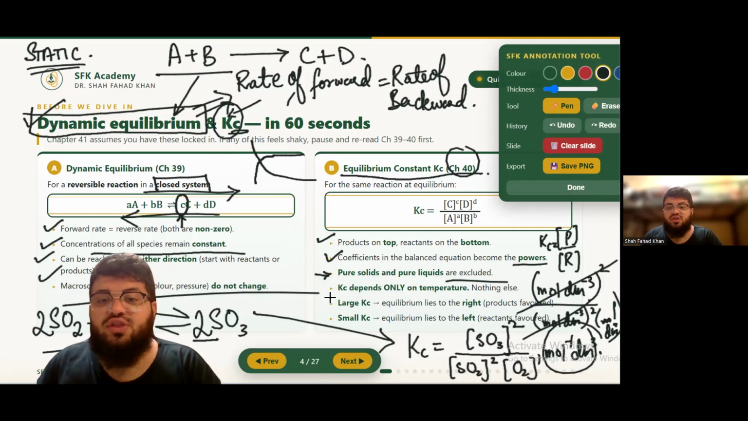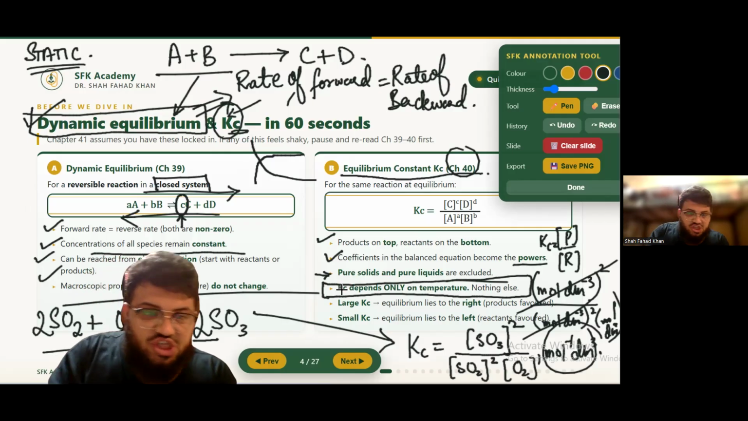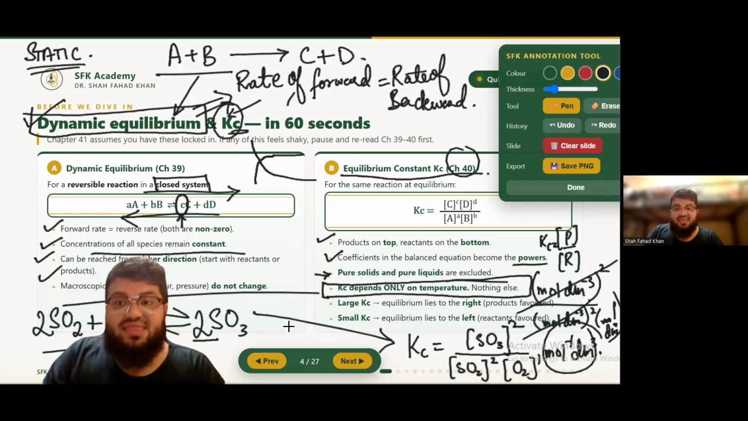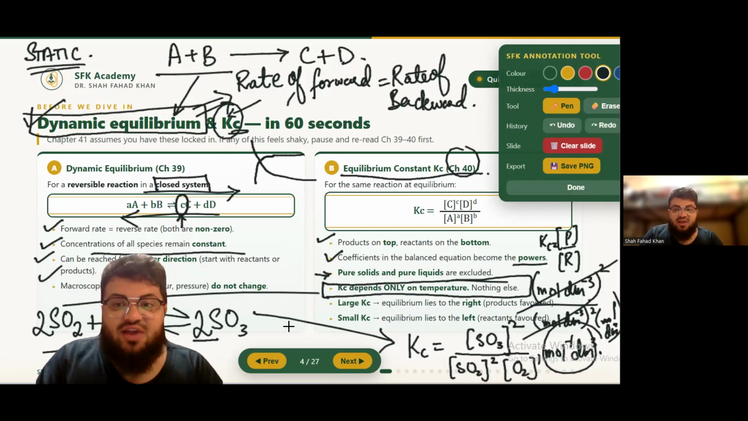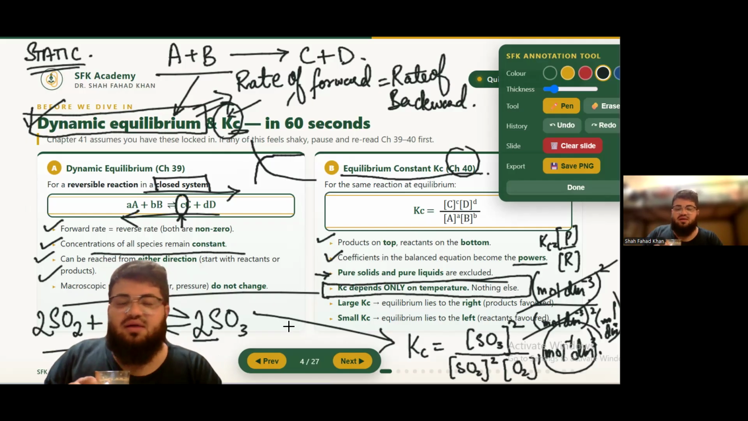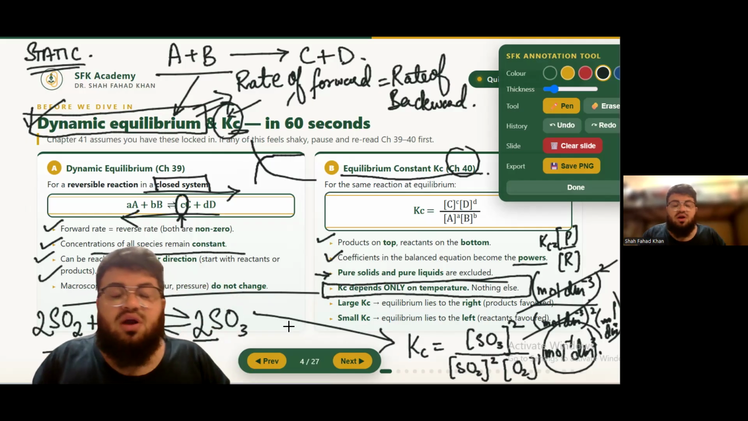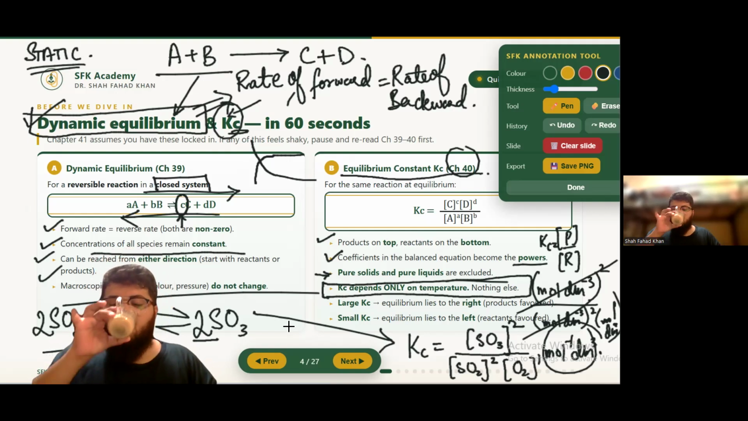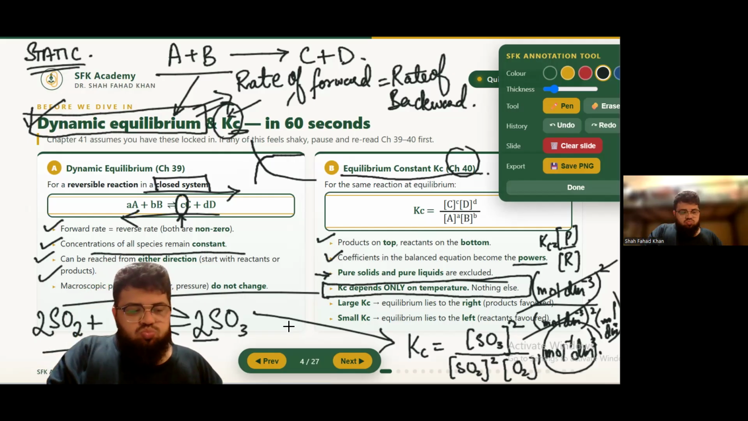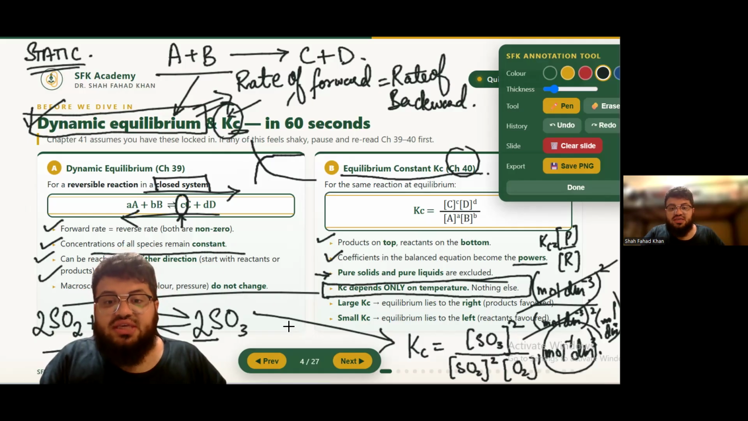Kc depends only on the temperature. This is a very important fact, guys. Kc never changes because of a change in concentration. A lot of students find this a very confusing concept, and they usually commit this mistake on the exam. It's generally an MCQ in which they ask you what are the factors that might affect the Kc, and the answer that a lot of students mark is concentration. No, concentration does not affect Kc at all. It's the temperature that changes Kc.